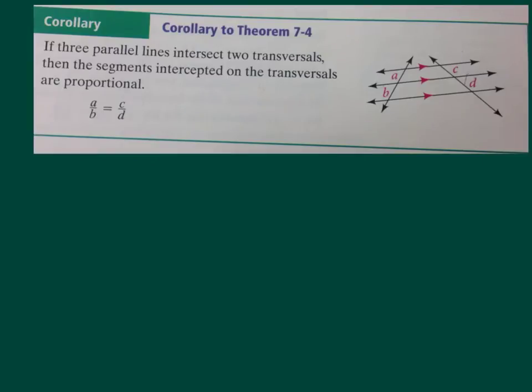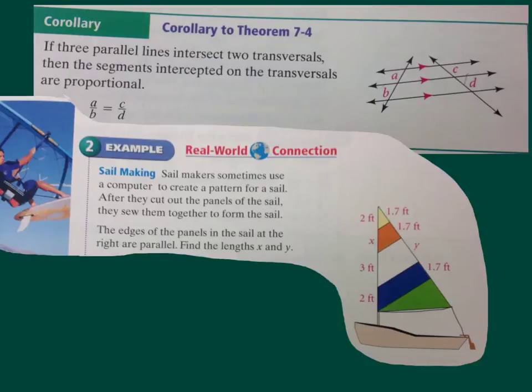Next is a corollary to the side splitter theorem that says if three parallel lines intersect two transversals, then the segments intercepted on the transversals are proportional. So we've got three parallel lines here, two transversals, so we're going to say A over B has got to equal C over D. Alright, now let's look at example 2 to see if we can better understand the corollary to the side splitter theorem.